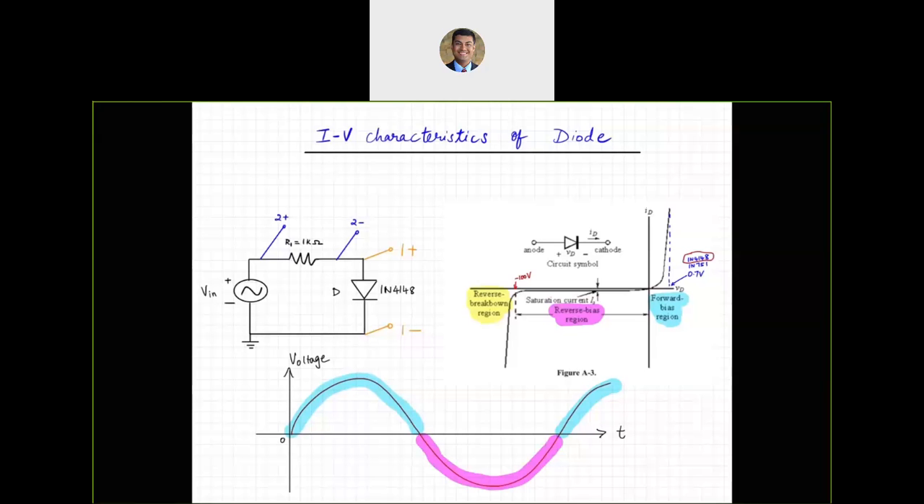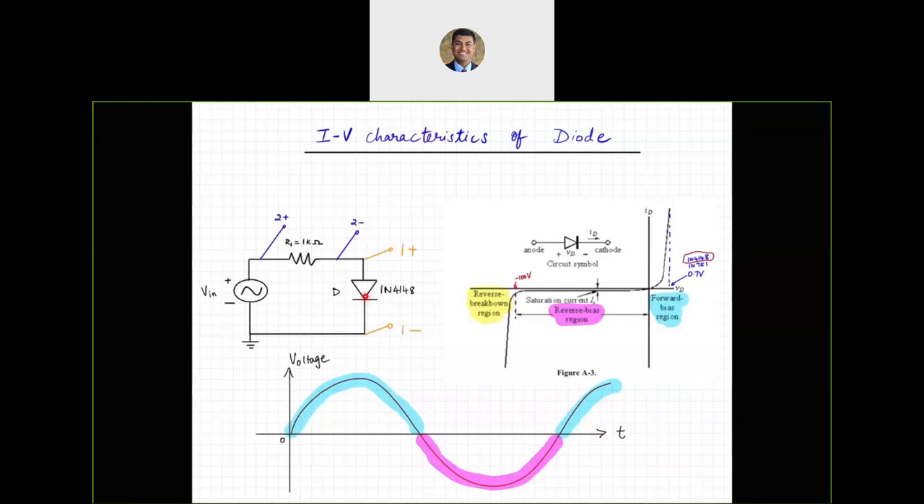When it is in the reverse biased region, no current flows through the diode, which means no current flows through the resistor, which means the voltage across this resistor is going to be 0 at that time. So all the input voltage is going to appear across that diode. Diode, that's what we are trying to explore, the IV characteristics. So that's why it is present in the circuit.